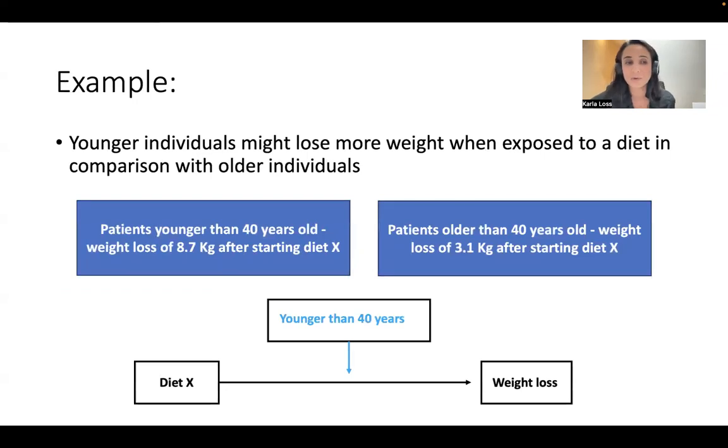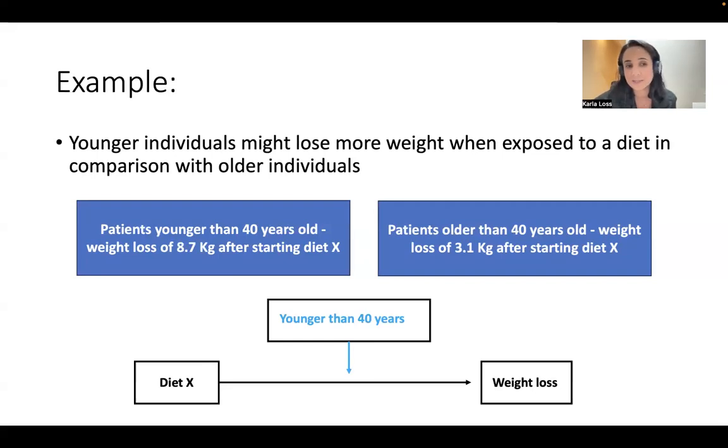Another example: younger individuals might lose more weight when exposed to a diet in comparison with older individuals. And why should we expect this? The body, all the metabolism, changes with age. So we should expect some difference in treatment effect in different groups. So that's why moderation effect is so important.